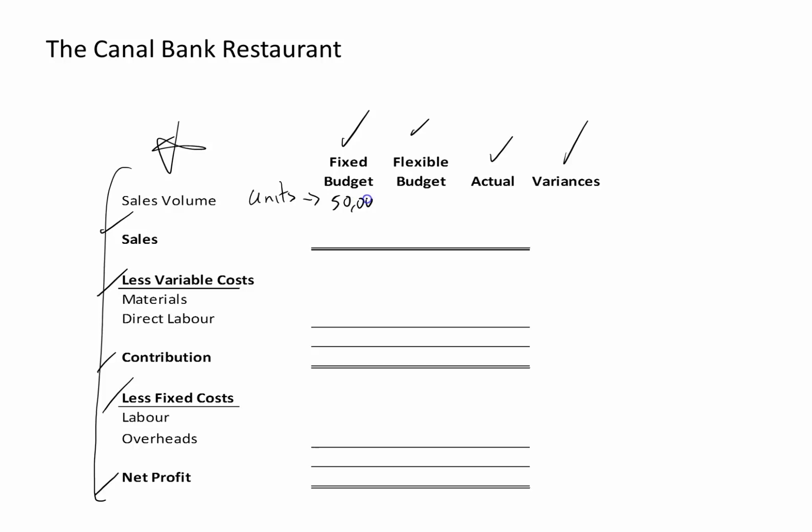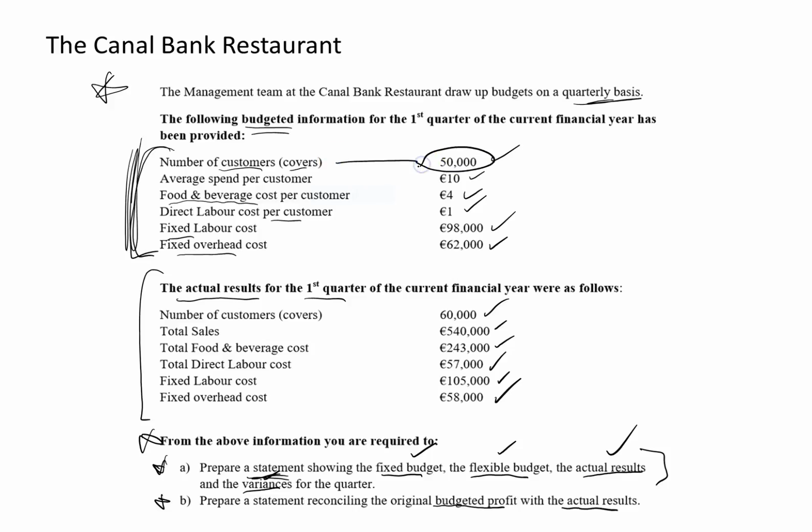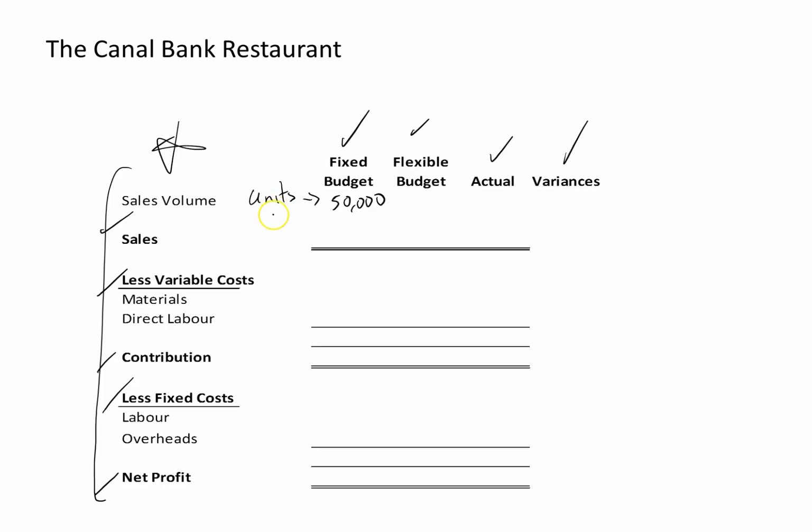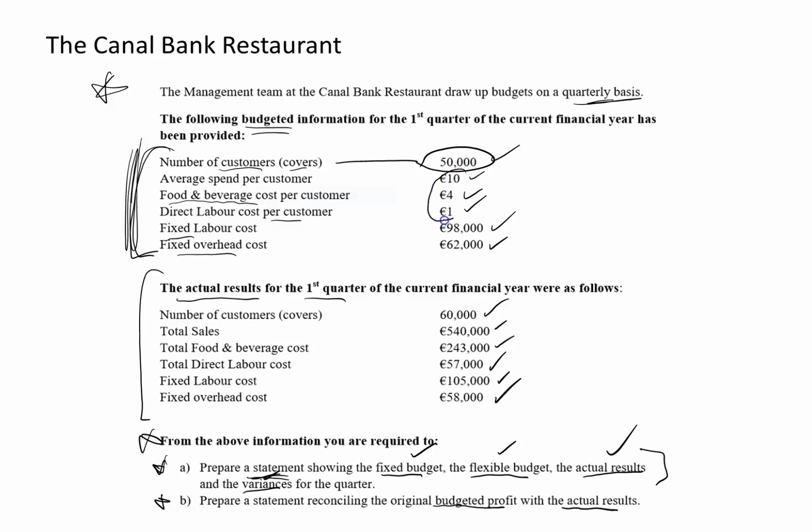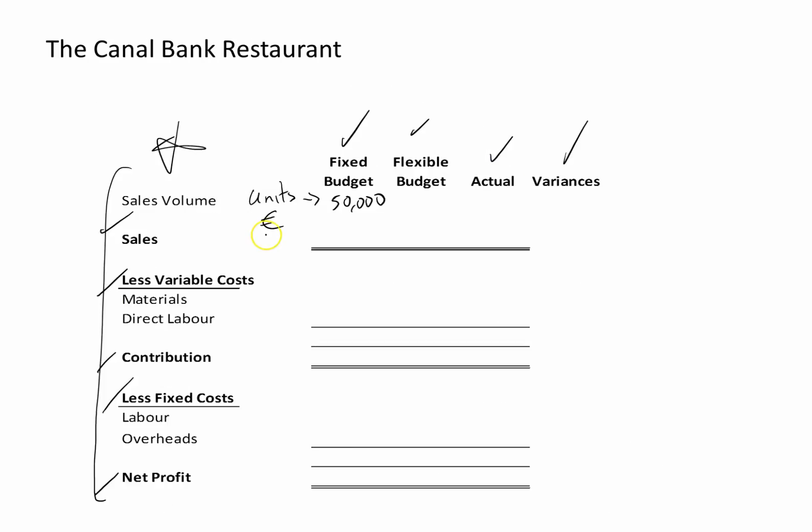The original budget is going to be drawn up based on 50,000 customers. If we go back and look, we see number of customers, 50,000. And then going down this way, I'll put in the money. It's quite useful to have your unit revenue and unit costs when you're drawing up the budget. Going back to have a look, I can see that's what I'm looking for there. Average spend, €10. The food and beverage cost per customer, €4. And the direct labour cost per customer, €1. So 10, 4, and 1. I'll pop that in there. Okay, now I'll start reconstructing my original fixed budget.